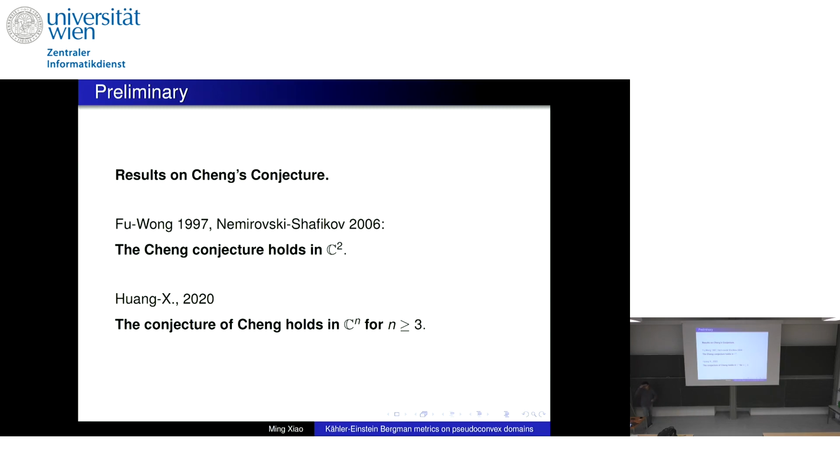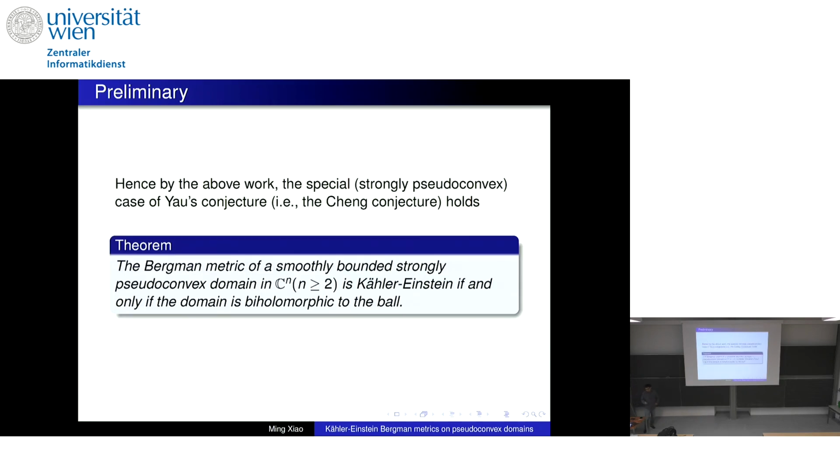A remarkable step toward understanding it was done by Fu and Wang, and then Rosay and Shabat. Combining their results, we can tell that Cheng's conjecture holds in the two-dimensional case. And more recently, with Huang, we proved that Cheng's conjecture holds in higher dimensions. So that means by the above work, this special case of Yau's conjecture, the strongly pseudoconvex case, which is Cheng's conjecture, holds. If we have a smoothly bounded strongly pseudoconvex domain, the Bergman metric is Kähler-Einstein if and only if it's biholomorphic to the unit ball.